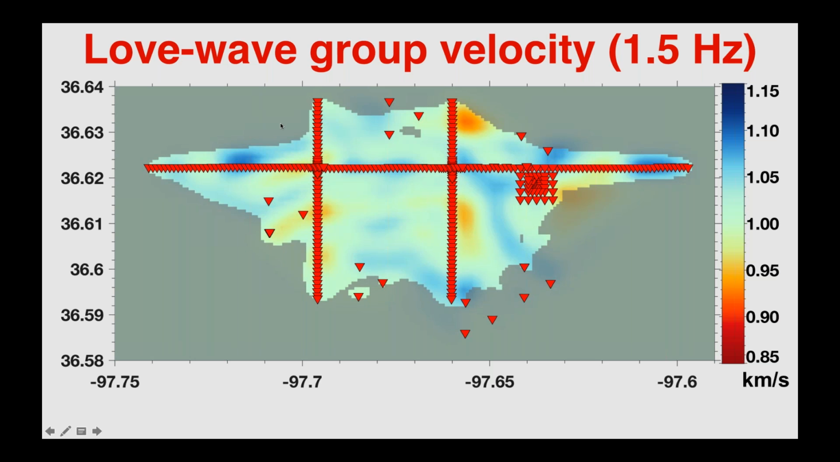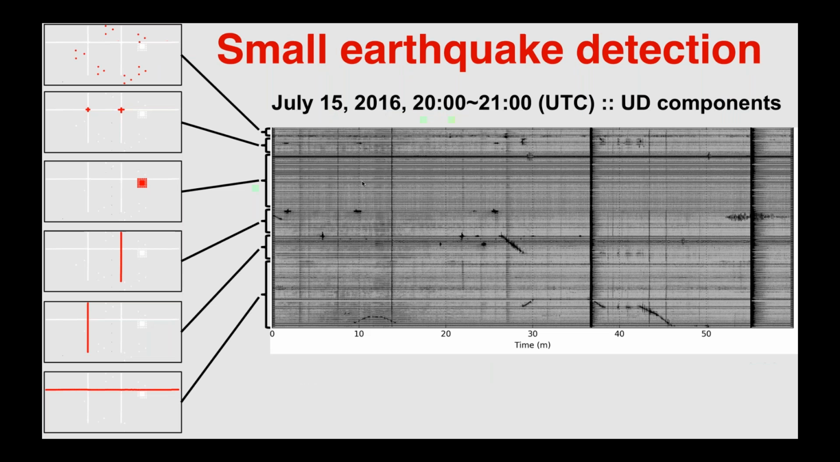These features are actually much smaller than the geologic map we have, but there are several interesting features we find. Right now, I'm using much lower frequencies to see the velocity changes in the basement. So this is the information I extracted so far from the background noise, and let's move on to the small earthquake detection part.